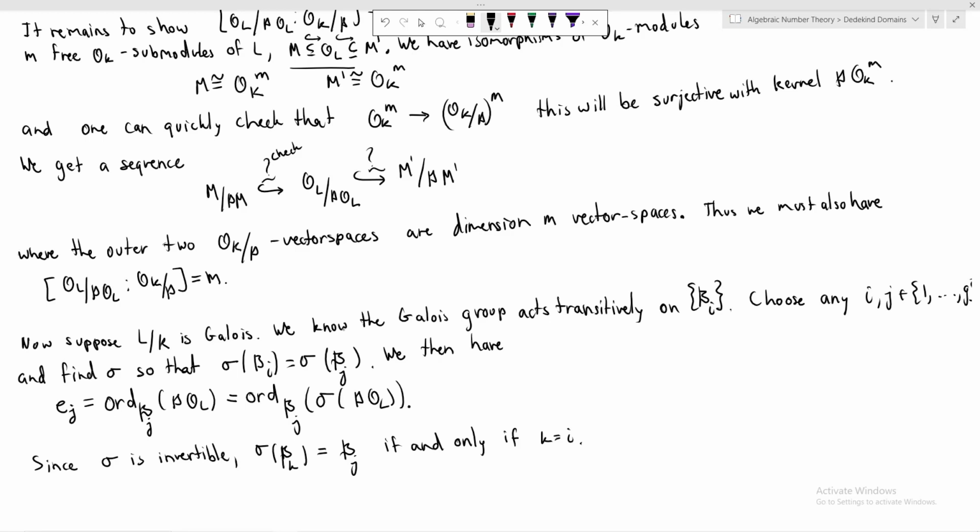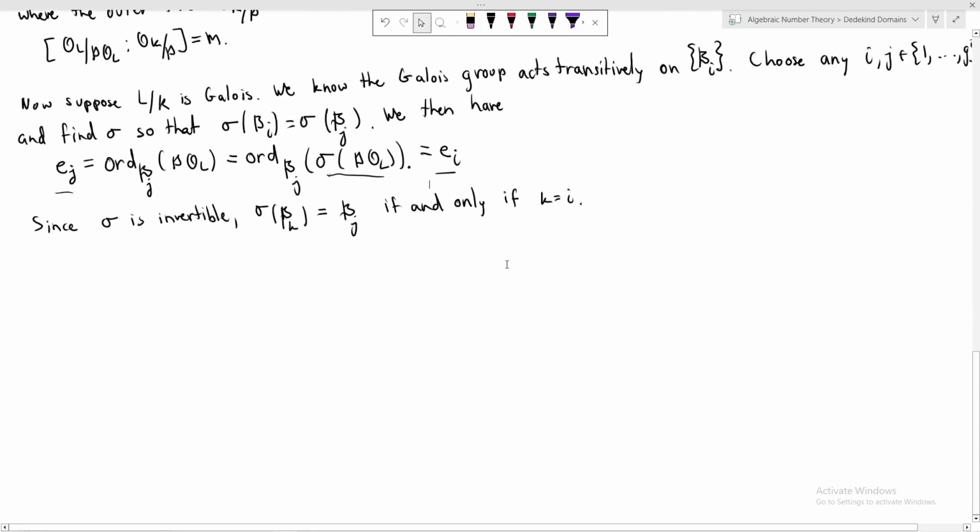Hence, the only ways to get P sub j's in sigma of P O sub L are those coming from the P sub i's. So really, there's only going to be e sub i factors of P sub j in here. So we started with e sub j and we've gotten e sub i. So we've really proven kind of half of claim B.